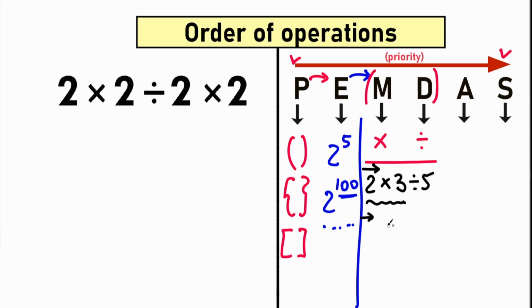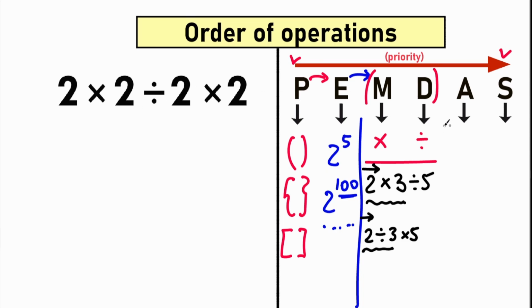But it works as well in reverse, because when we have 2 divided by 3 and times 5, well, we don't have parentheses, we don't have exponents, we have only a mixture of multiplication and division, but right now the first sign from left to right is this division, so it means the division and after that multiplication. So as you can see, this is an extremely important step for us, because we're going to apply this M and D part in our question.